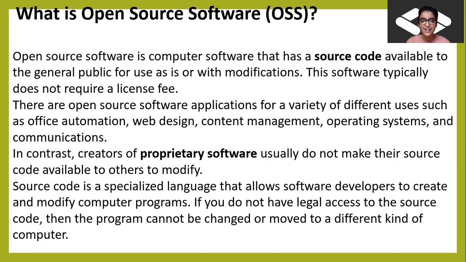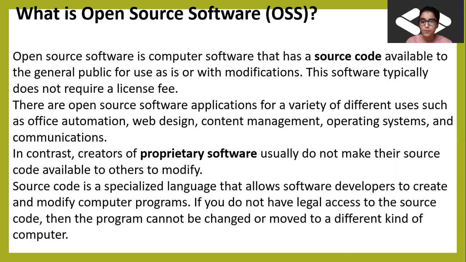So open source software is computer software whose source code is available to the general public for use as it is, or with some modifications. This software typically does not require a license fee. It is basically free of cost. You are given the source code, and you can use it, modify it, share it, and do whatever with it. It's open for your use and modification as a developer. You are not restricted to only using the application, but you are allowed to use the source code itself.